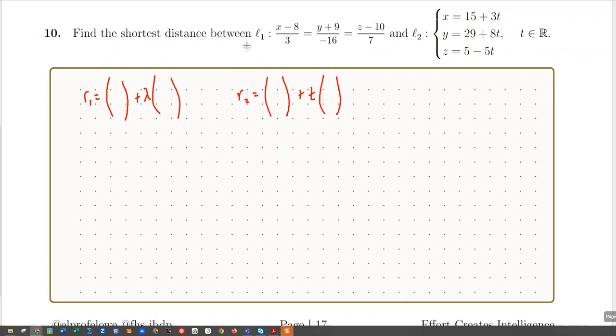Okay. So with line one, we look at our numerators. They're all in the form of x minus x naught, y minus y naught, z minus z naught. We have the directionality 3, negative 16, and 7. In parametric form, the parameter is telling us our directionality in terms of what the parameter is being multiplied by. So we've got 3, 8, and negative 5. For line 2, we have the point 15, 29, and 5. And for line 1, we've got point 8, negative 9, and 10.